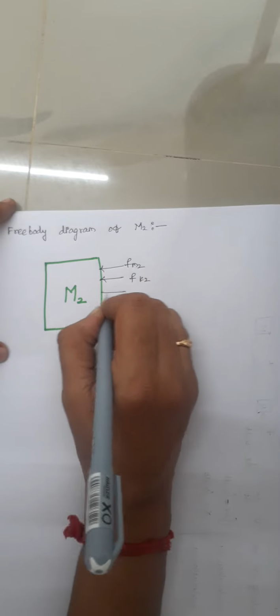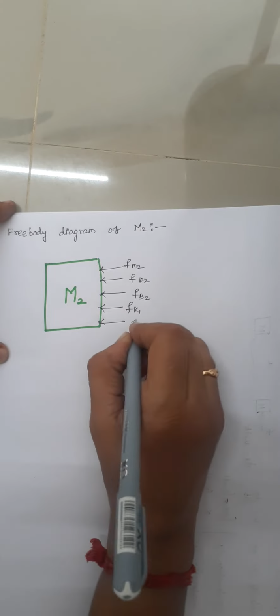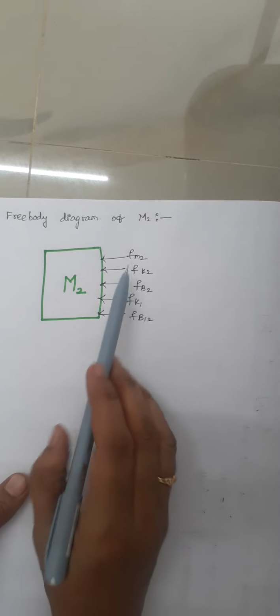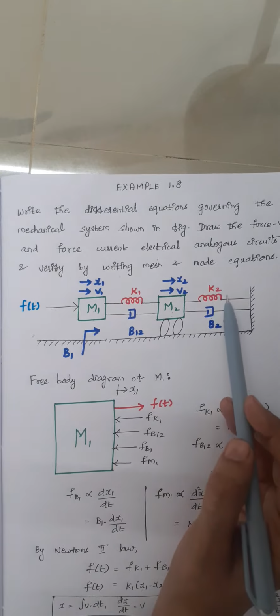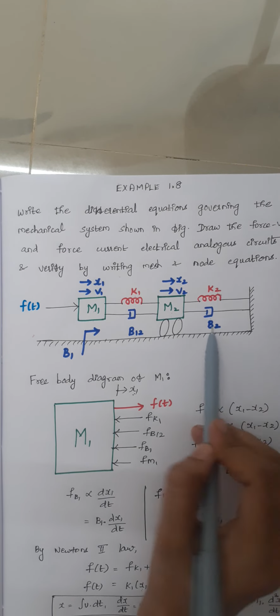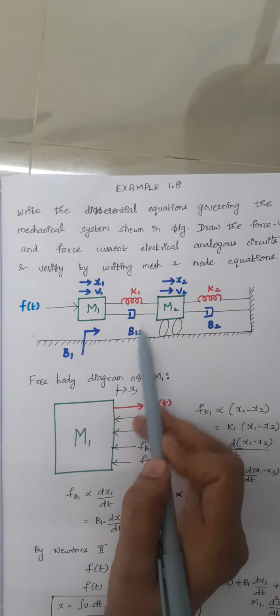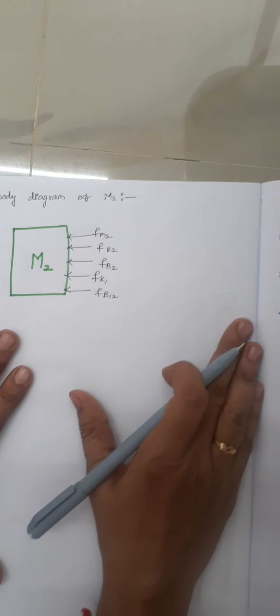Fm2, Fk2, Fb2, Fk1 and finally Fb12, right? You see, opposing force produced by mass m2, Fm2, and here we are having K2. So opposing force will be produced by this K2. So Fk2, Fb2, Fk1 and Fb12. Okay, I had drawn totally 5 opposing forces here. Just now write down the expression.